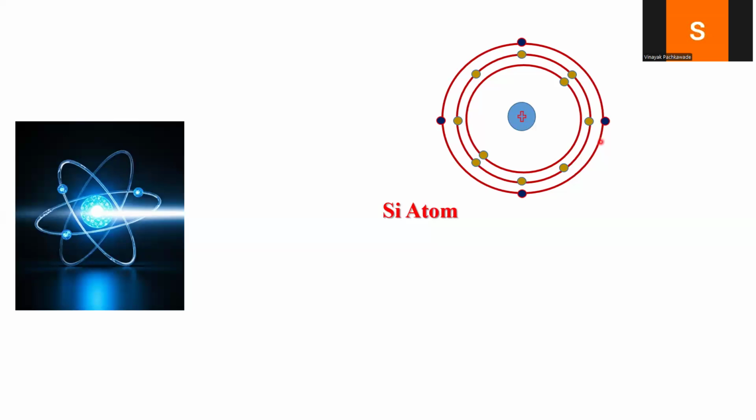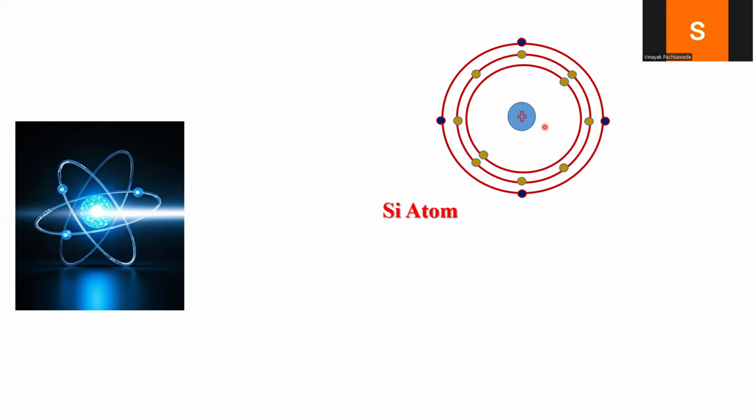So the atomic number of a silicon atom is 14. In other words, we understand the total number of electrons in all of the orbits or shells of the silicon atom is 14. That's why we say that a silicon atom has an atomic number of 14.